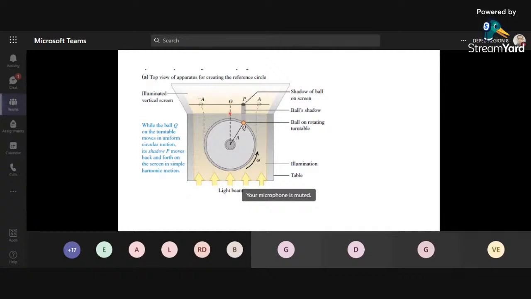Then our point of origin is point O. If we compare this with a spring system, O is our point of equilibrium. Last time we discussed the spring system, the point where the spring is neither compressed nor stretched. Where the mass is located there is point O. So here we also try to resemble the motion of a spring with the shadow of Q.